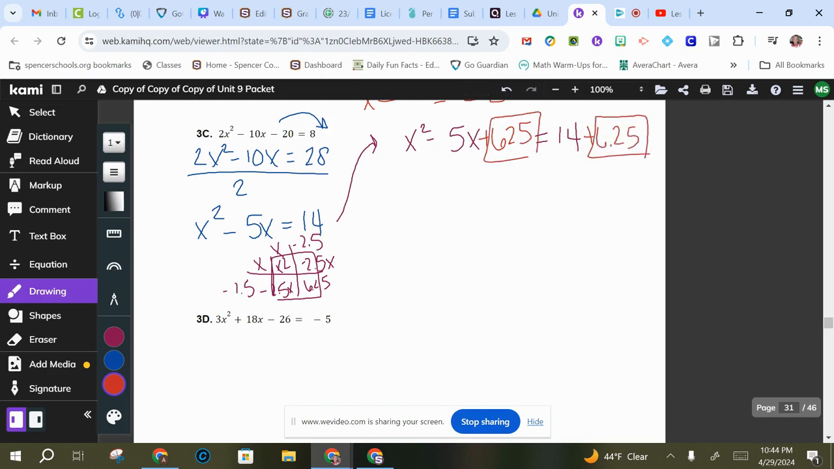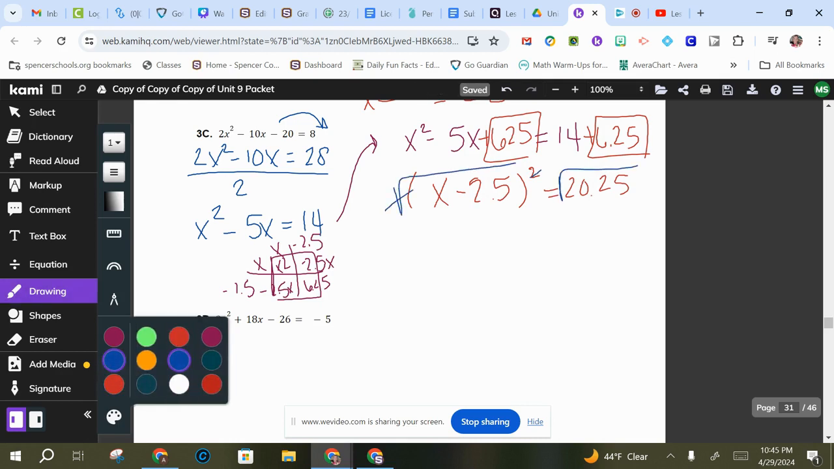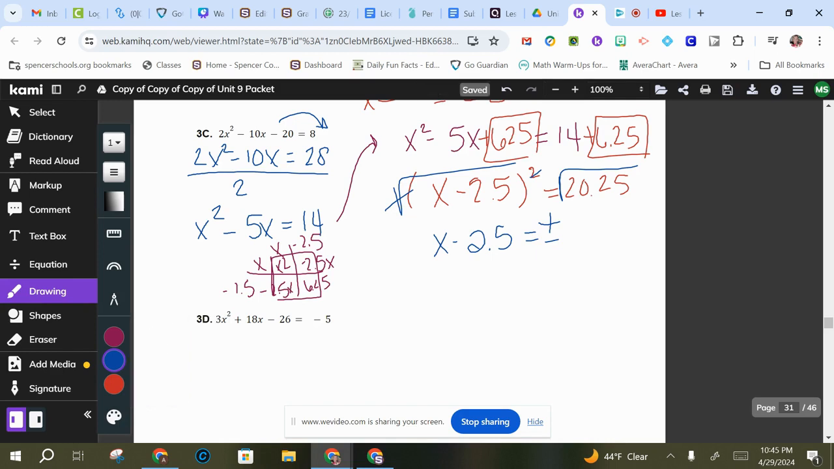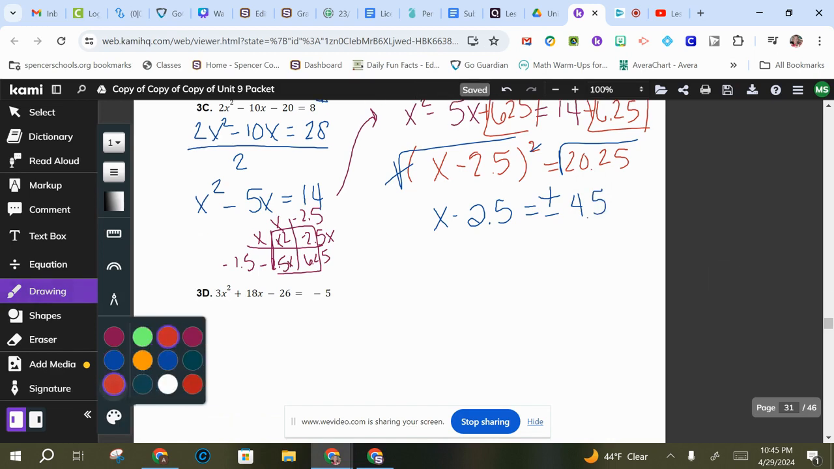I like to box them just so I can visually see that I did it to both sides. Go ahead and put this in your binomial. So it's x minus 2.5 squared equals 20.25. Square root to get rid of the square, which leaves me with x minus 2.5 on the left, and plus or minus, check to see if that's a perfect square, and it is. You get 4.5. So I'm going to write that instead of the square root since it's perfect. Add 2.5 to both sides.